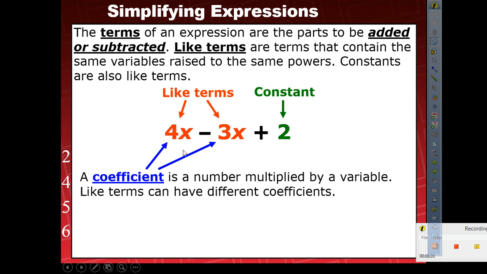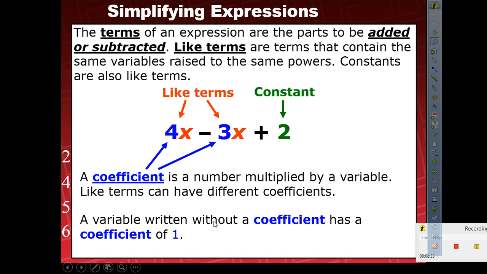Are we there so far? All right. However, what if an expression does not have a number in front of the variable? What would be the coefficient? 1. So we know that, right? For example, if I get x squared plus x, the coefficients are 1. So far, so good?